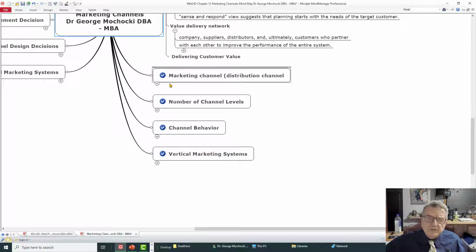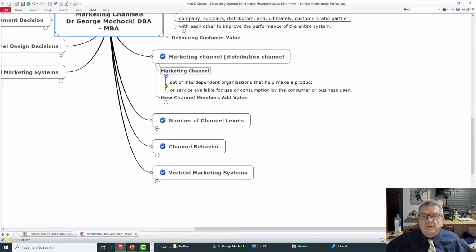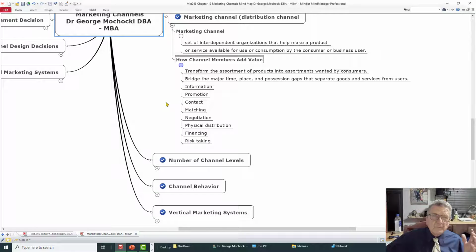Now, marketing channel distribution. The marketing channel consists of interdependent organizations that help make the product or service available for use by consumers or businesses. And then how to add value: information, promotion, matching, negotiation, and physical distribution. All this adds value at a cost. So you have to look at the cost, but this is what customers want.